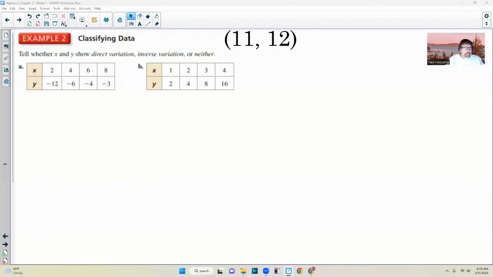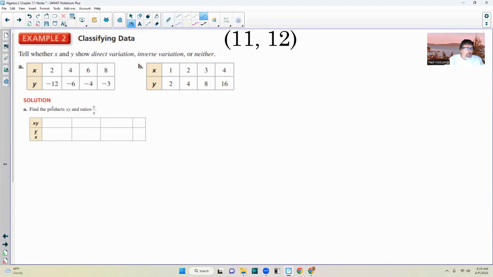Okay, example 2 is classifying data. Now we don't have an equation, we have a table of values, x's and y's, input and output values of a function. It says to tell whether x and y show a direct variation, an inverse variation, or neither. In order to solve this, we have to find the product of x and y and find the ratio y divided by x.